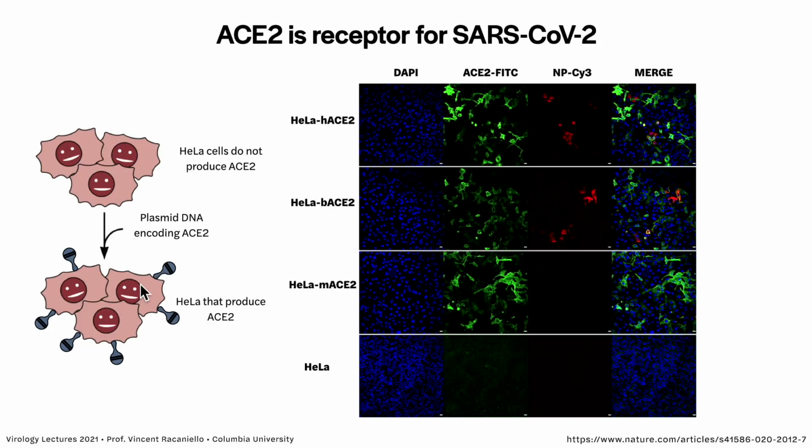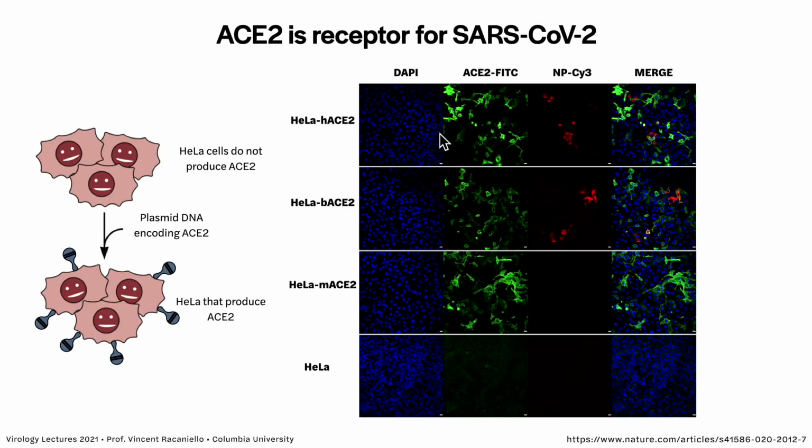And you have to make sure that your cells are making it. So right here are some immunofluorescence experiments to address this. And then you can take these cells and infect them with SARS-CoV-2 and ask, are they susceptible to infection? So here we have 4 panels. Top, HeLa cells with ACE2, human ACE2. HACE2 is human.